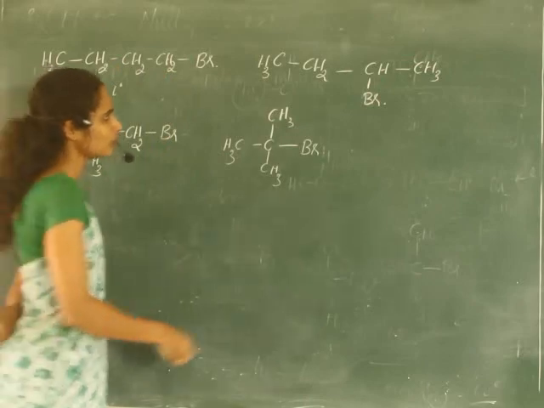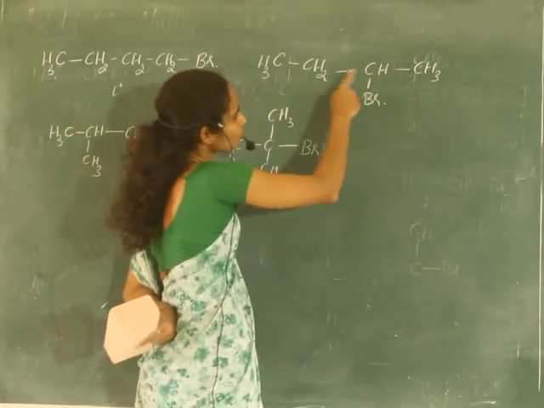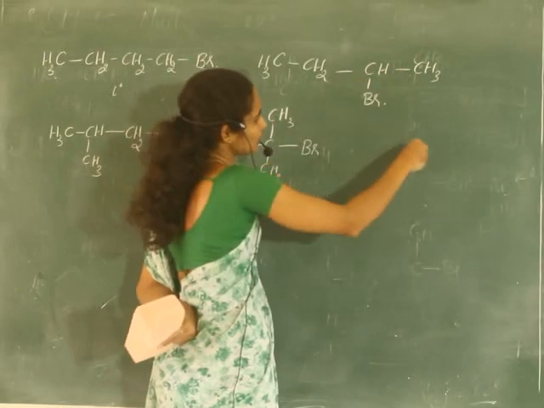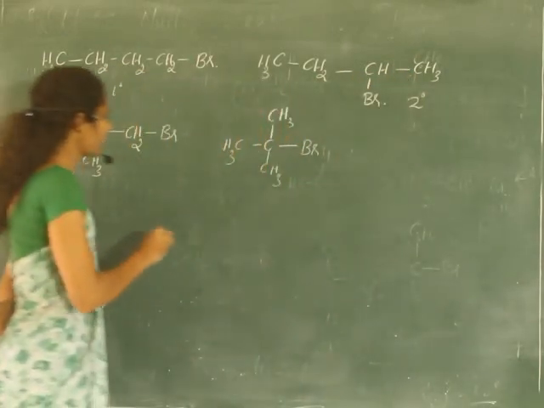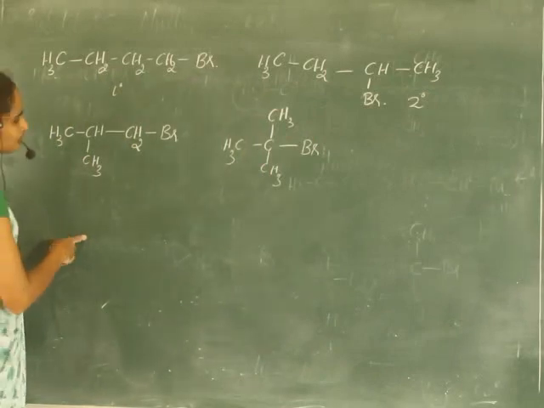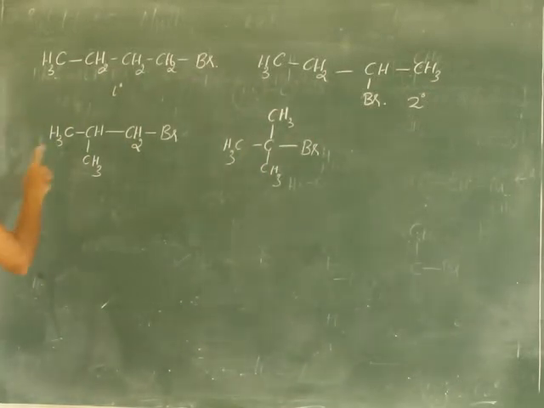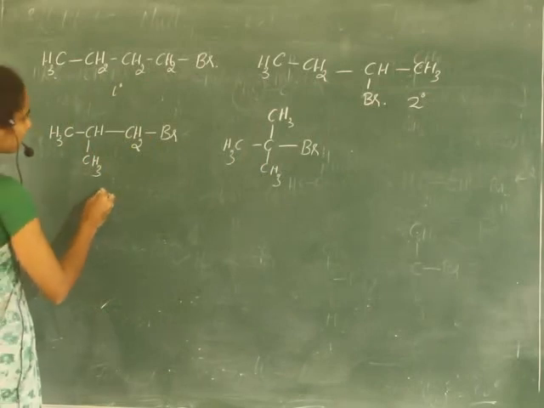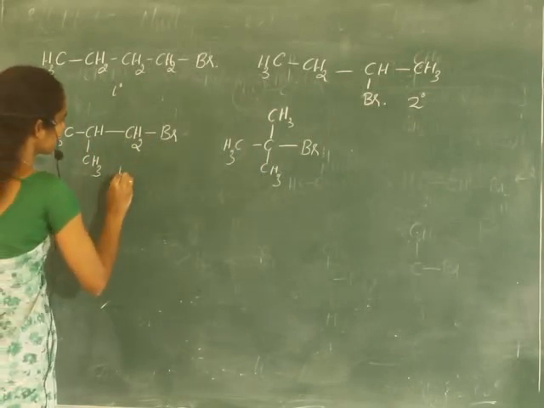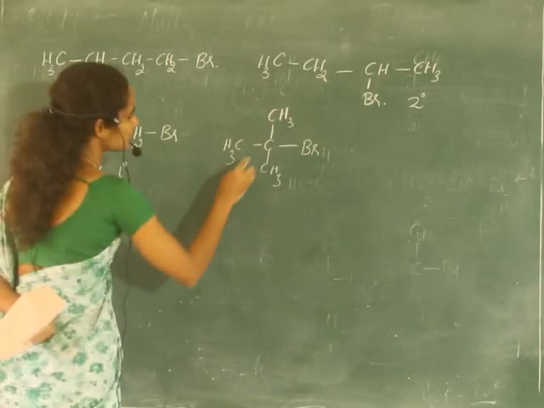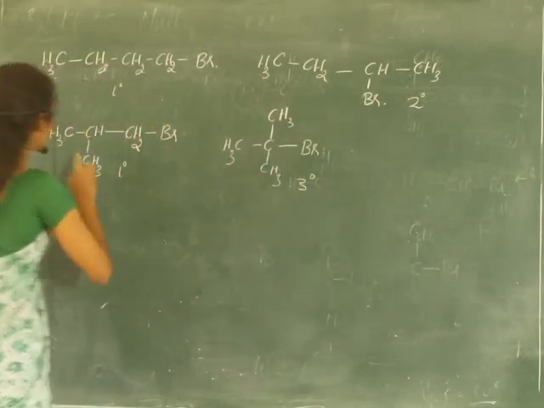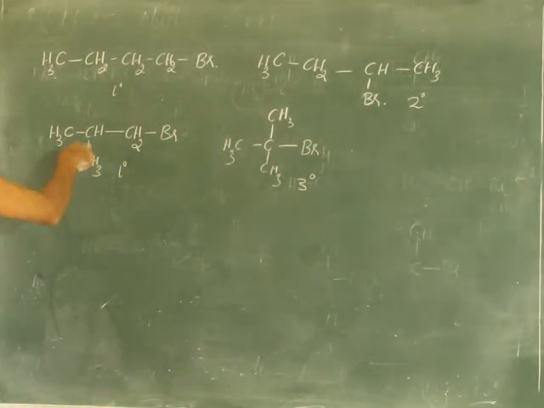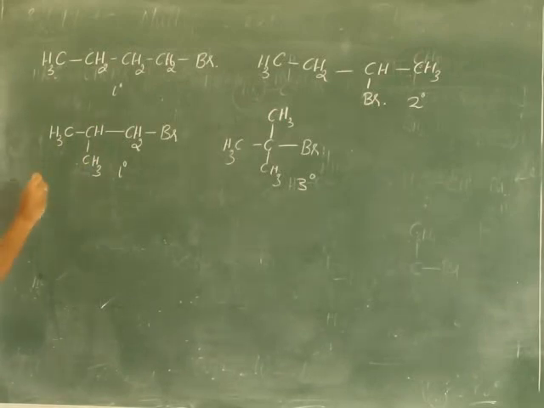In these compounds, the first one is a primary alkyl carbon: the halogen atom is directly attached to one more carbon atom. In this compound it is attached to two more carbon atoms, hence it is a secondary. And the third compound, again, is primary, and the third is tertiary. 1, 2, 3, 4, so 4 carbon atoms. Correct.